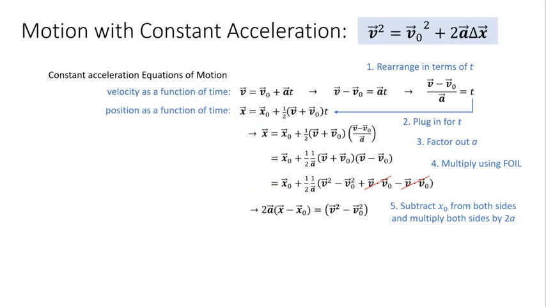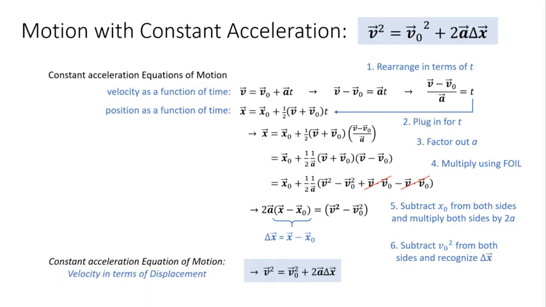Next up, I'm just going to subtract x naught from both sides of my equation. And then I'm also going to multiply both sides of my equation by 2a. So I'm left with 2a times (x minus x naught) equals v squared minus v naught squared. All right, and then I can recognize in here that delta x is the same thing as this x minus x naught, so it's the same as that term in parentheses. And then I can just rearrange by adding v naught squared to both sides, and I get my final equation of motion, v squared equals v naught squared plus 2a delta x.